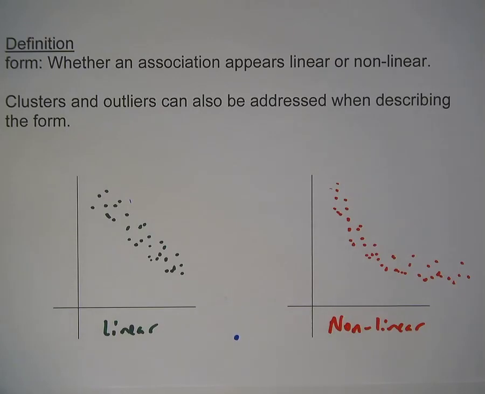The big key things in this tutorial were the direction of an association, either positive, negative, or none, the strength of an association, strong, moderate, or weak, and then the form of an association, either linear or nonlinear.